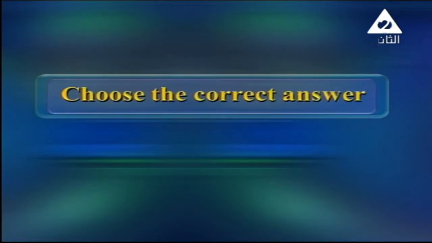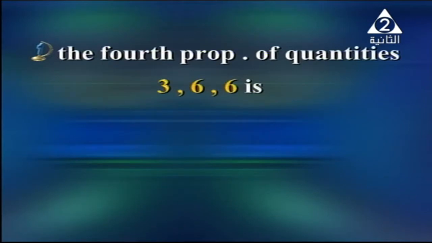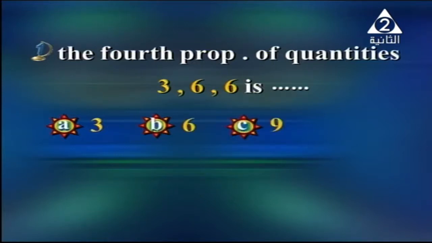Choose the correct answer. This is the first question. Number 1. The fourth proportion of quantities 3, 6, 6 is what? A. 3 or 6 or 9 or 12. The fourth proportion of quantities 3, 6 and 6 is what? 3 or 6 or 9 or 12.